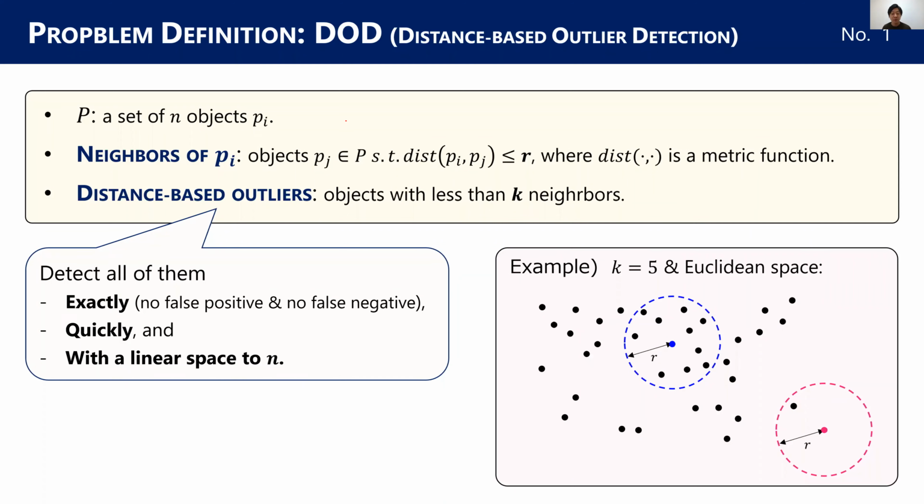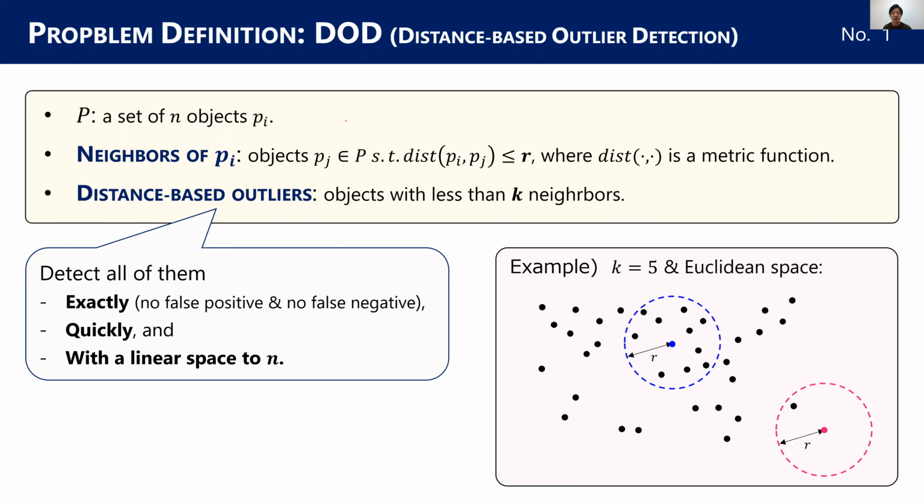First, let me define the problem in this study. We use large P to denote a set of n objects. Given a distance threshold R, neighbors of an object P are the other objects with no larger distance than the threshold. We assume that the distance satisfies metric. Distance-based outliers are the objects with less than k neighbors. The right figure shows an example where k is 5 and the space is the Euclidean space.